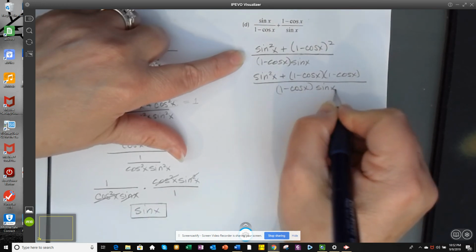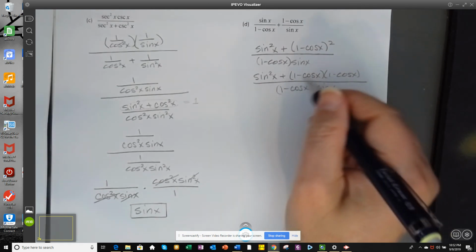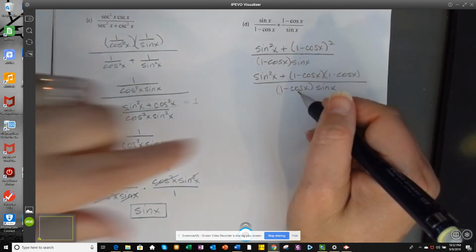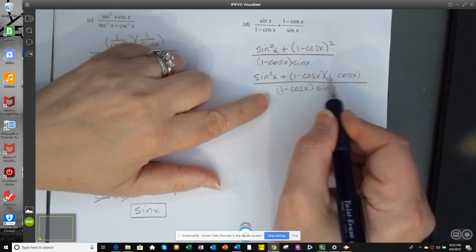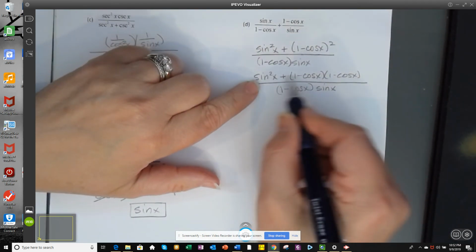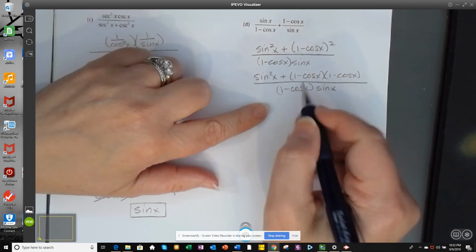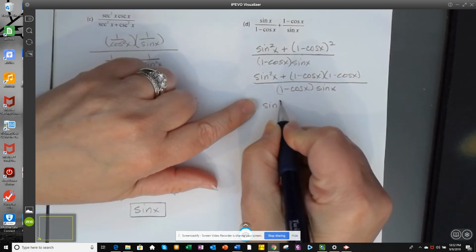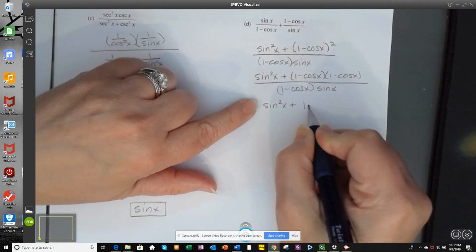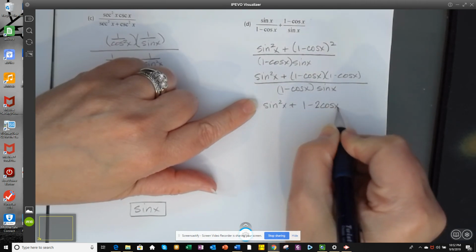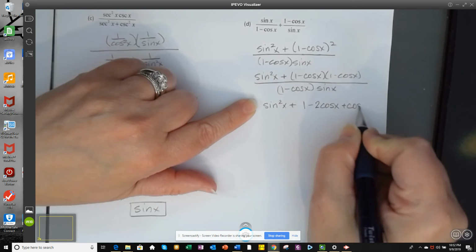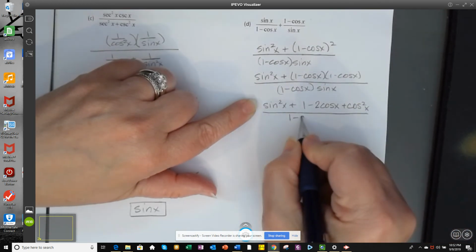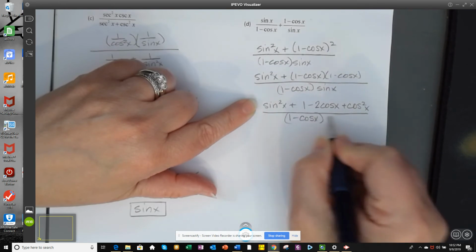Now, it's really tempting here to want to cancel out this 1 minus cosine and this 1 minus cosine, but we can't do that because these aren't factors I'm adding here. They're not just pure factors. So I have to do some work up here. So let's see what we got. We got sine squared x plus 1 minus 2 cosine x, if I were to multiply this out, plus cosine squared x all over 1 minus cosine x times sine x.